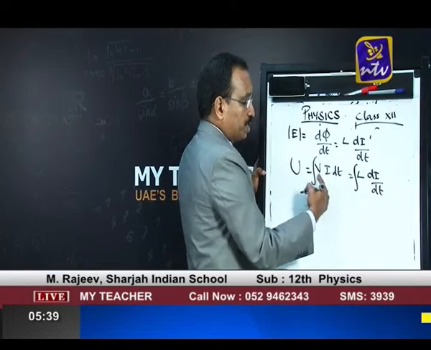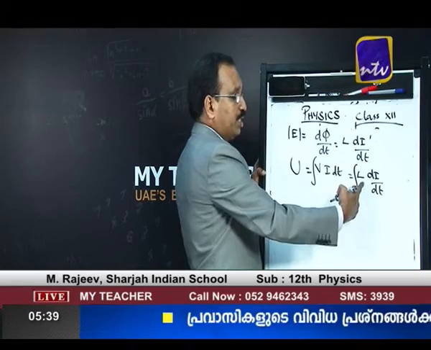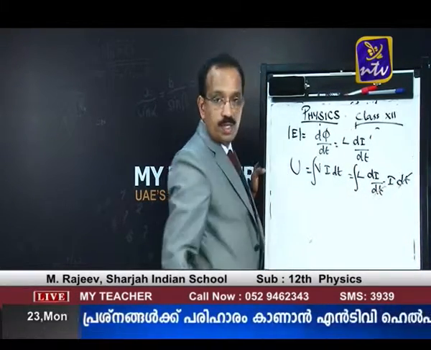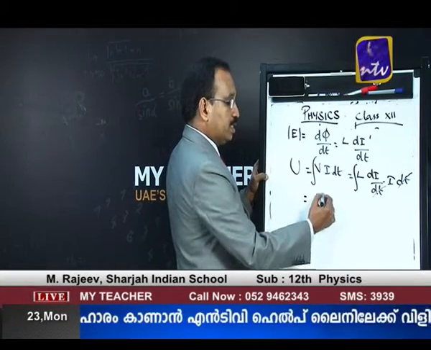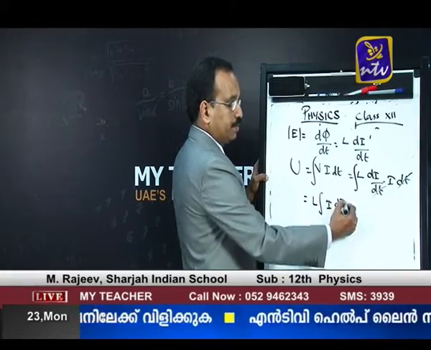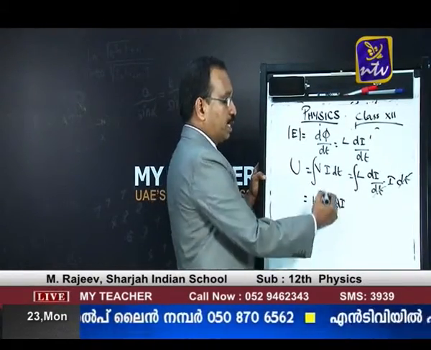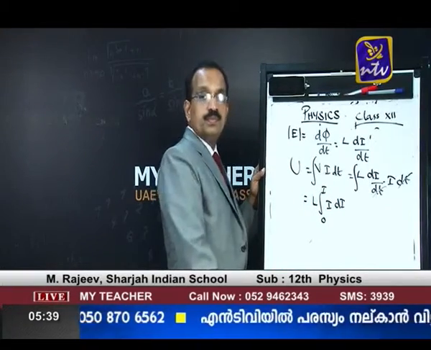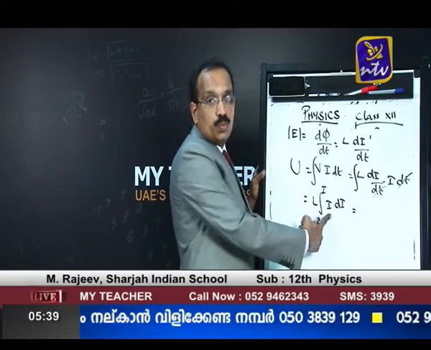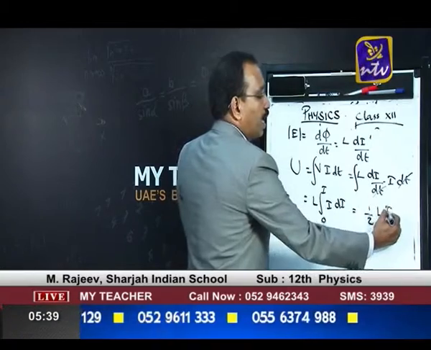So the integral of this, V I wrote as L di by dt, into I dt. We get the total energy as the integral of L, which you may take out because it is a constant, I di. When you integrate, the limit should be from 0 current to the maximum current, let it be I. After integrating we get I squared by 2, multiplied by L, which is what we write as half L I squared.